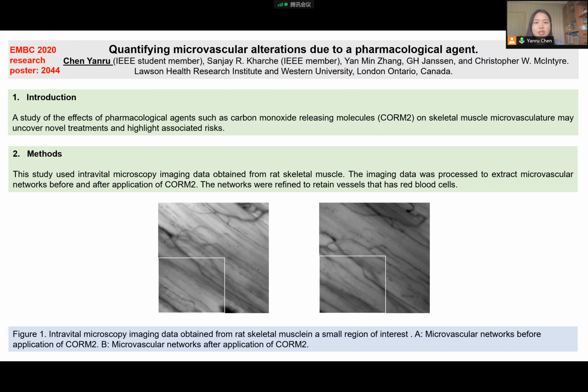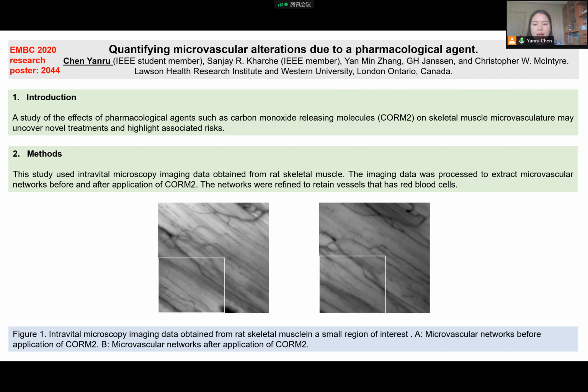Over the next 5 minutes, I'm going to be talking about quantifying microvascular alterations due to a pharmacological agent. My presentation will be divided into 4 parts. Let's start by looking at the introduction.